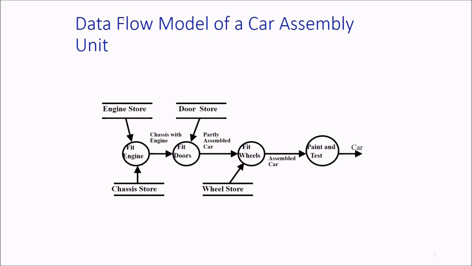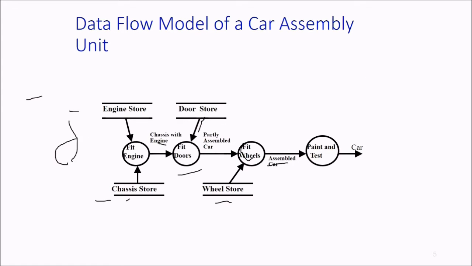Just for instance, let us take an example of a car assembly unit. This is a data flow technique. We have an engine store and a chassis store. Then we fit the engine. Now we have a chassis with the engine, right? Then from the door store we take doors and we fit the doors. Then we partly assemble the car. This is the partly assembled car. Then from the wheels store we take the wheels and we fit the wheels. And the assembled car is then painted and tested. Right? This is a car assembly unit.